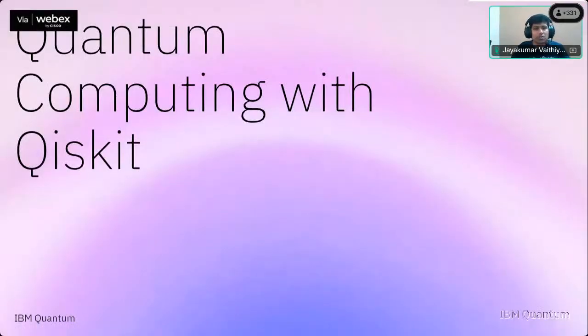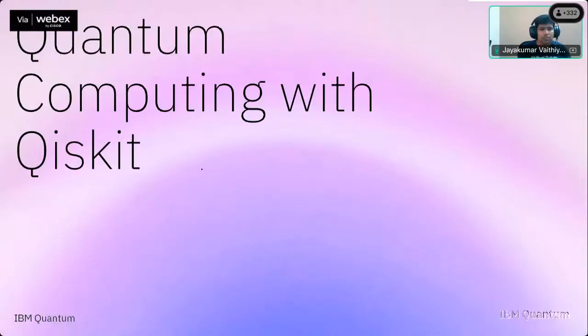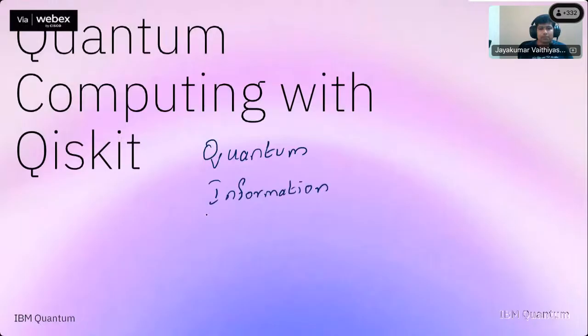So the first tool is Qiskit. Qiskit stands for Quantum Information Science Toolkit. So I will write over here for your understanding. Qiskit stands for Quantum Information Science Toolkit. So this is the abbreviation, right?